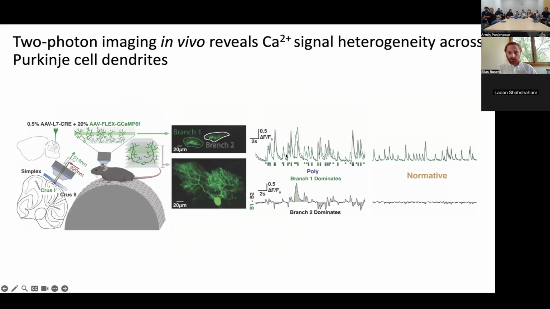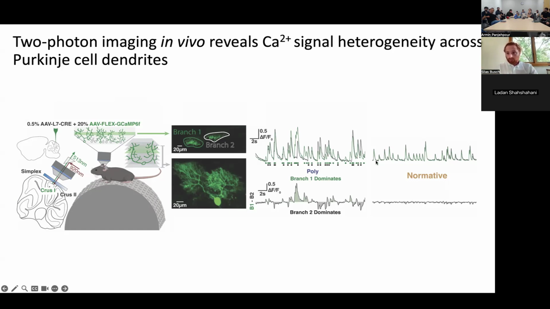And so these are example traces from a polydendritic cell, the one depicted here, and then a normative cell, which I'm not picturing, but you can believe me. There are two traces for each of these, and the two traces represent two sides of the dendritic arbor, which I can reconstruct and show that they connect to the same cell. In green is one side or one branch, I'll call it, and in gray is the other branch, and below is a subtraction of the two from each other.